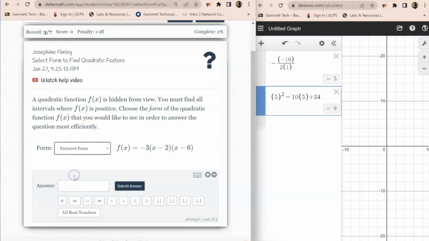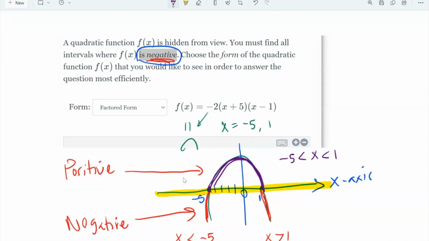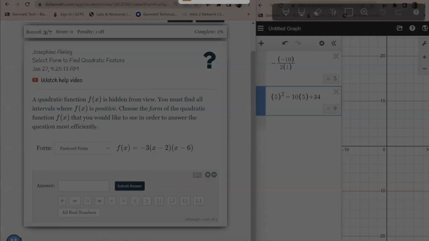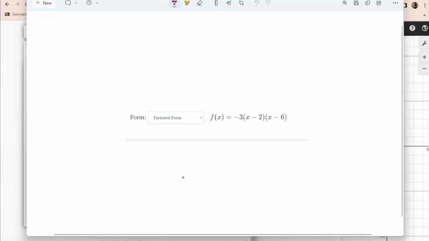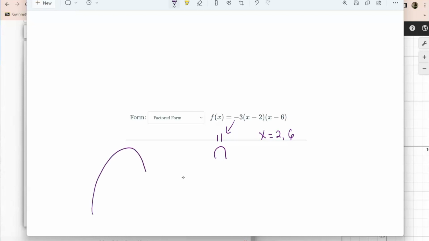So again, it was factored form. From factored form, we're going to get our x-intercepts and whether it's a minimum or maximum. So let's look at the question. It is a sad face. My x-intercepts are opposite, +2 or +6. So I'm going to go ahead and draw it with the x-axis. It crosses at 2 and 6. So this is 2, this is 6. This is the x-axis.